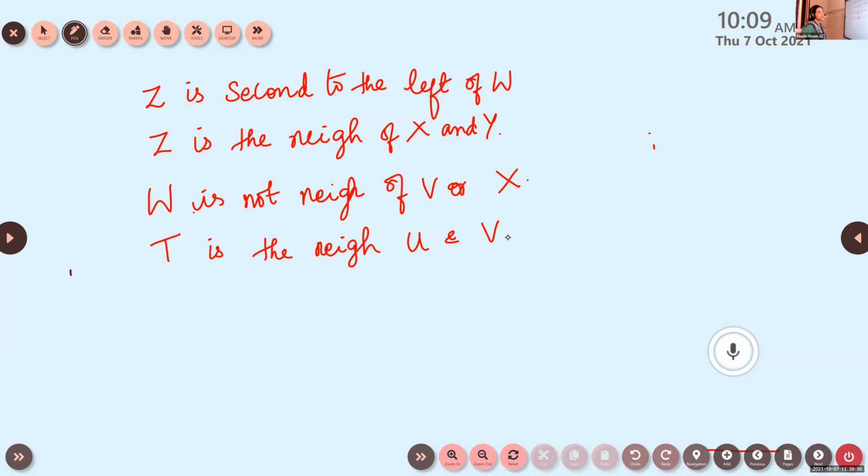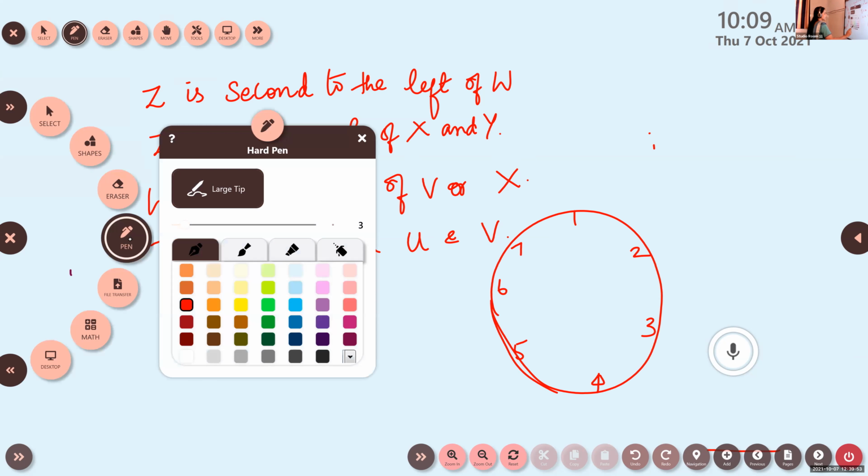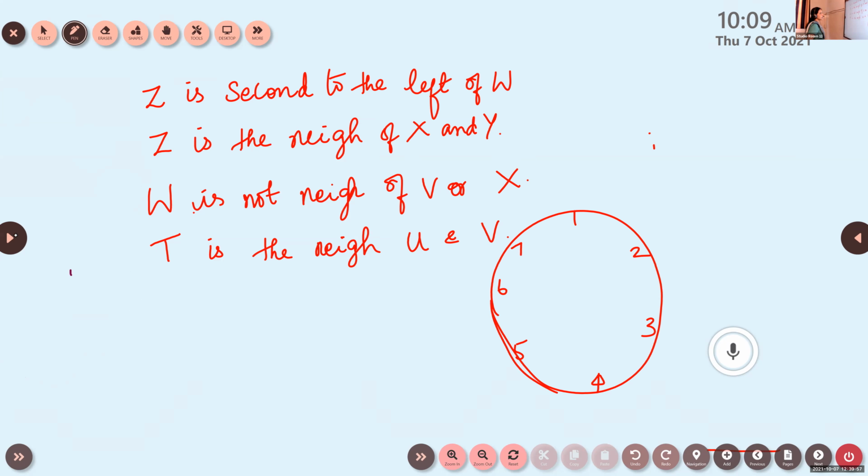Okay, children, try to draw this one. What is given? How many friends are there? 7 friends. So again, I'll draw one circle. 1, 2, 3, 4, 5, 6, 7 friends are there. Then Z is second to the left of W.